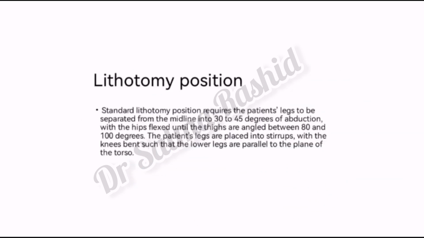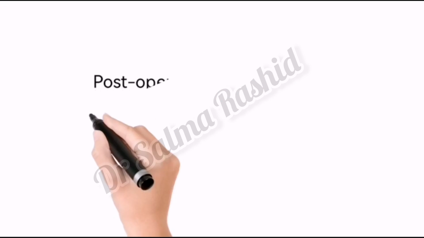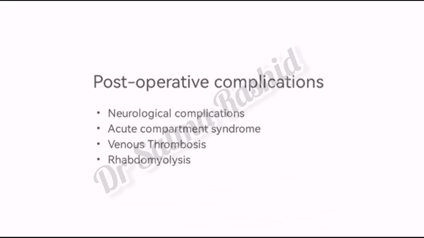Standard lithotomy position requires the patient's legs to be separated from the midline into 30 to 45 degrees of abduction, with the hips flexed until the thighs are angled between 80 and 100 degrees. The patient's legs are placed into stirrups with the knees bent such that the lower legs are parallel to the plane of the torso. This is the lithotomy position. So, what postoperative complications could occur after lithotomy position? Neurological complications, acute compartment syndrome, venous thrombosis, and rhabdomyolysis.